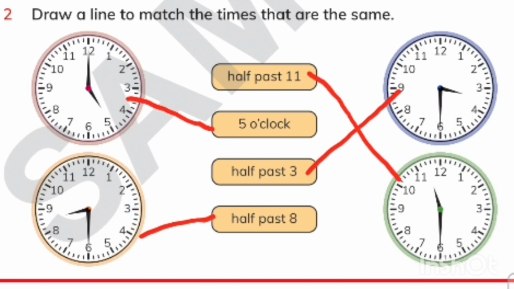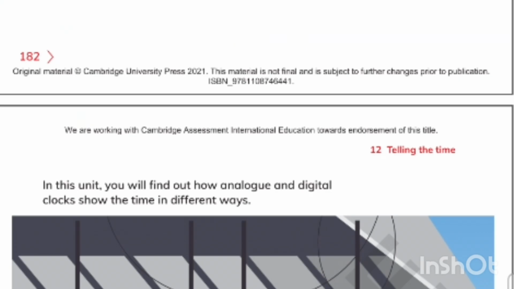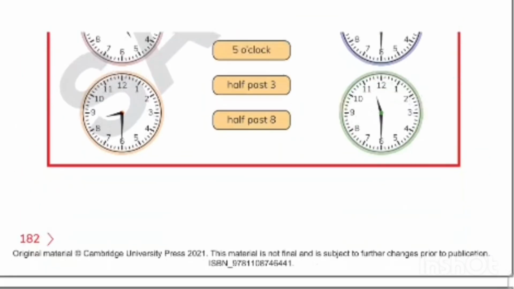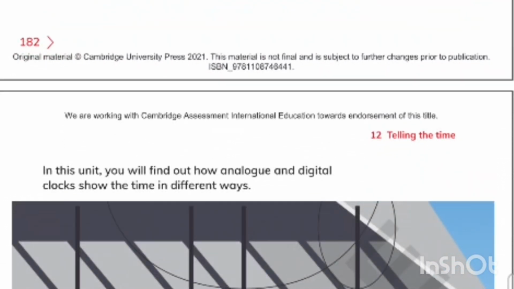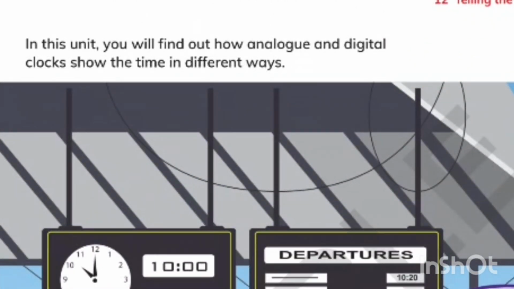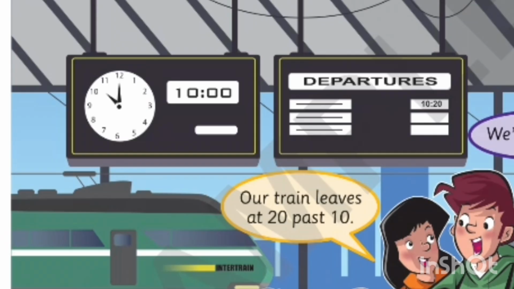Now we are moving towards page number, this was page number 182. Now we are on page number 183. Okay, we have to read. In this unit you will find out how analog and digital clocks show the time in different ways.